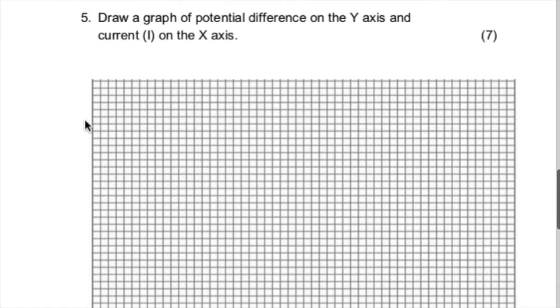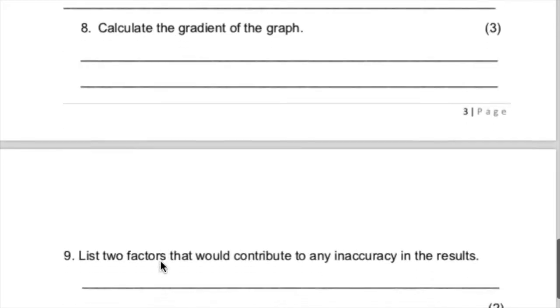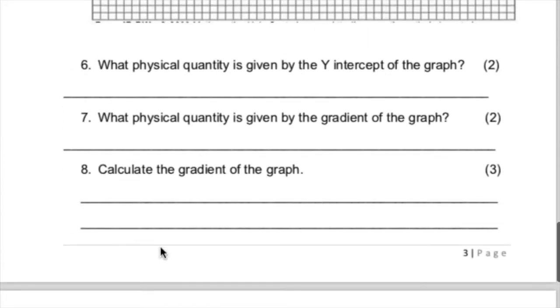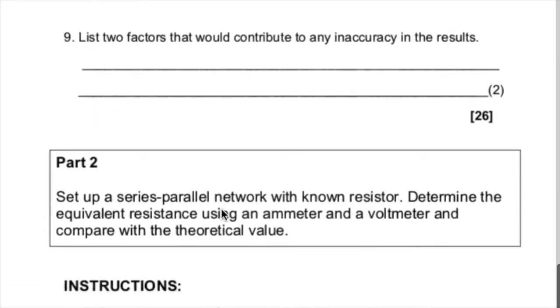Draw a graph of potential difference on the y-axis and current on the x-axis. What physical quantity is given by the y-intercept on the graph? What physical quantity is given by the gradient of the graph? Calculate the gradient of the graph. And then list 2 factors that would contribute to any inaccuracies in the results. 26 marks for that. You see, not much is on internal resistance.